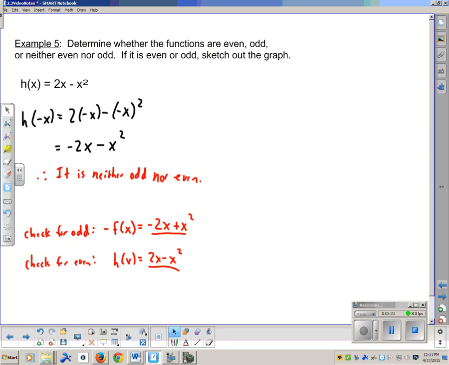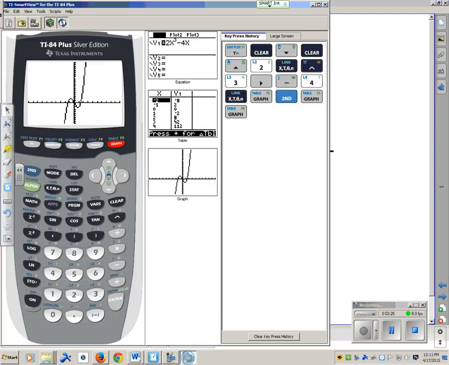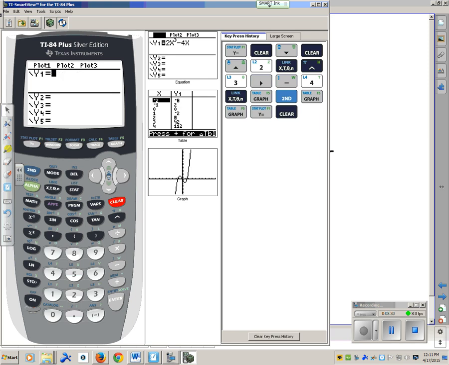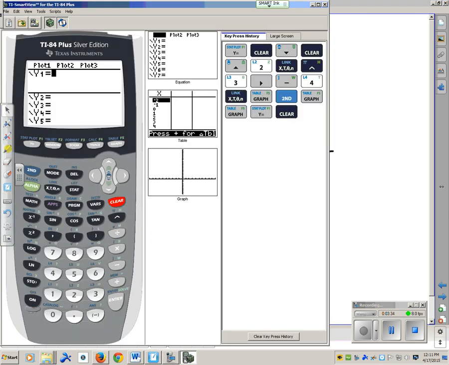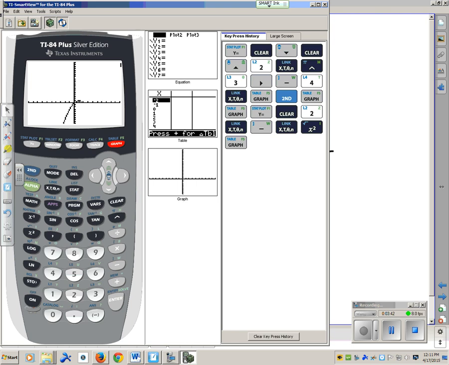And then let's go back here and graph this one too. Again, there's lots of ways to graph it, but if you want to use your graphing calculator, there's nothing wrong with that. So I can go to my y equals here and plug in 2x minus x squared. Hit graph. And I end up there with a quadratic.